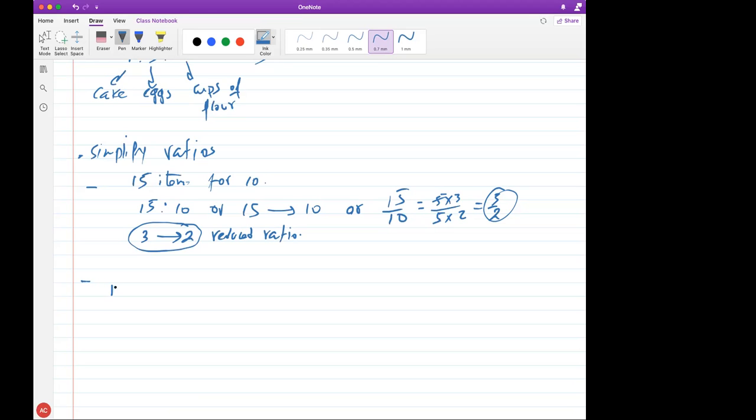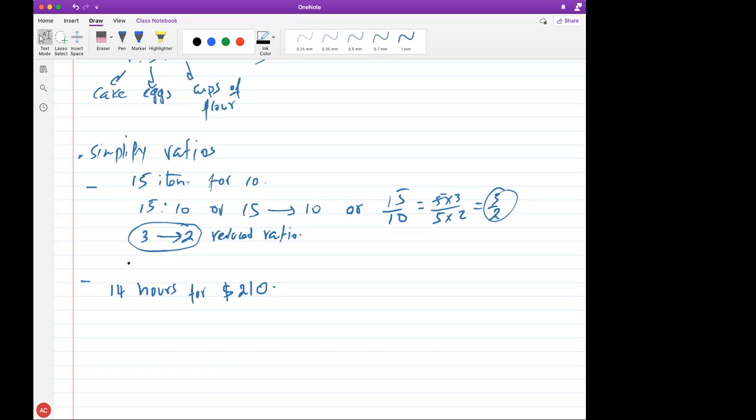Let's say 14 hours. Let's make it like this. Okay, just some random number I made here. Let's say someone worked for 14 hours and they got paid this much.